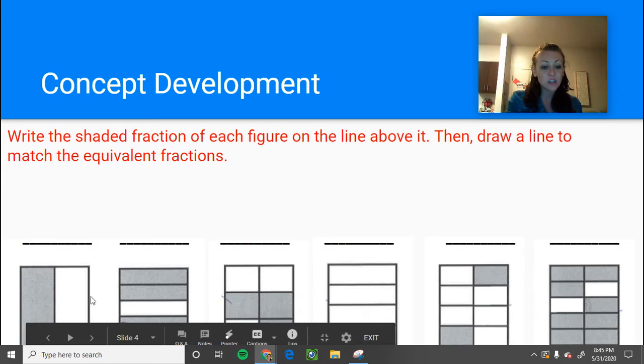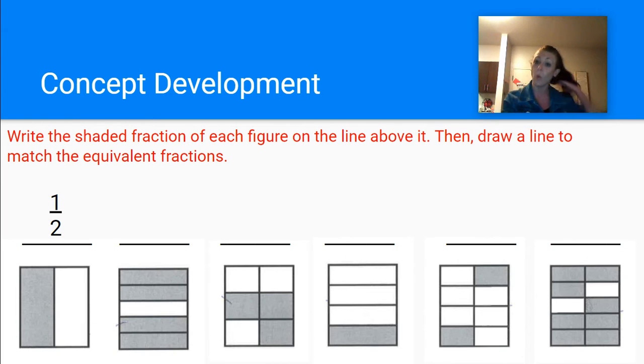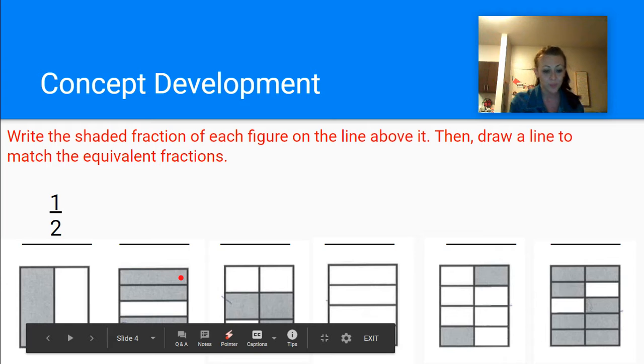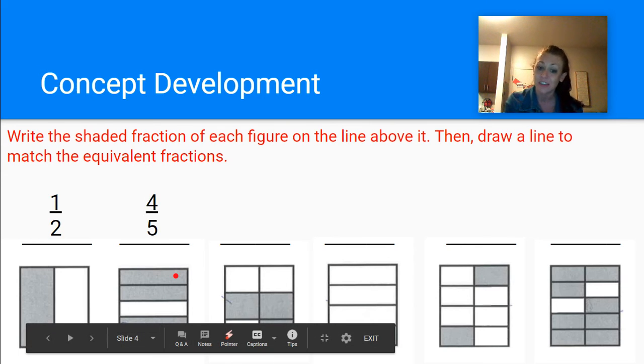So this first one here, and let me get my pointer. The first fraction here, I see that there are two equal spaces. One is shaded, so that means this fraction is 1/2. That is shaded because one piece is shaded out of two in all to make the whole. This next fraction, I see 5 equal pieces and 4 are shaded, making it equal to 4/5.